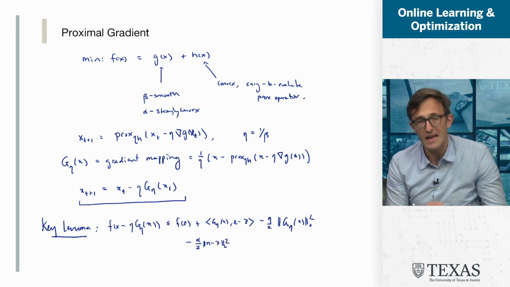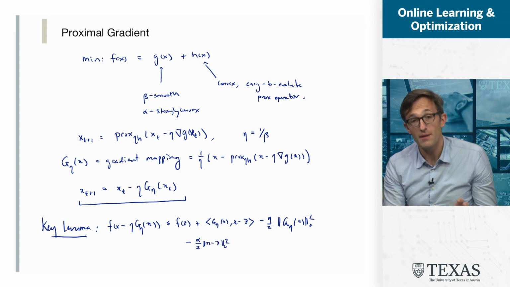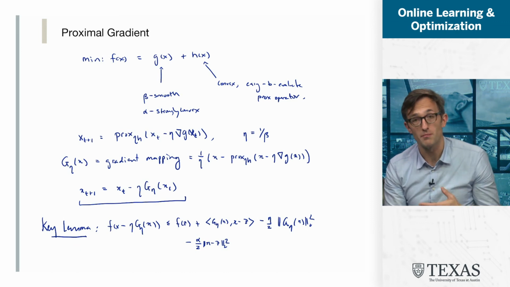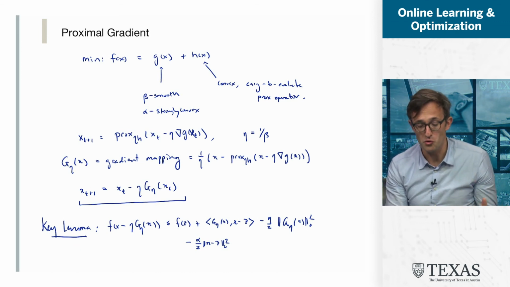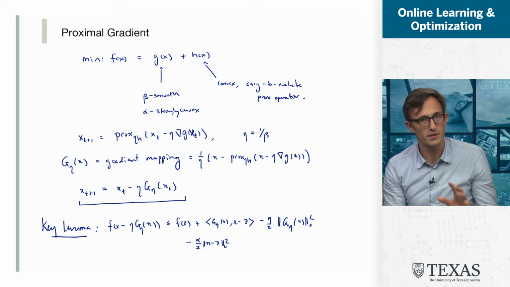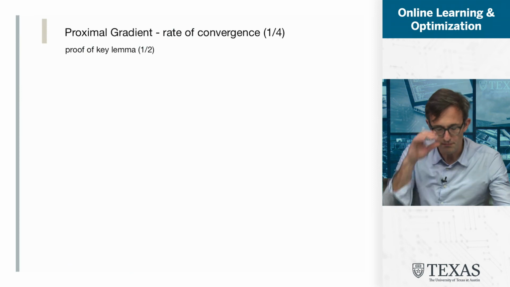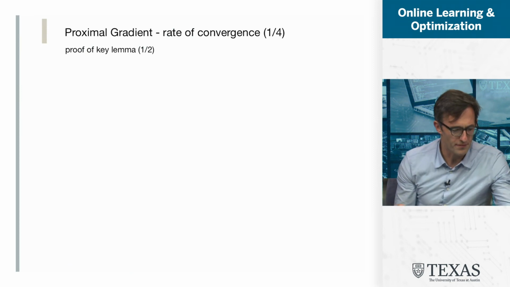So note that this last term here, because of the way the inequality goes, if alpha is greater than 0, that's great. It improves this bound. But if alpha is equal to 0, then things are still okay. So we need to prove this key lemma.